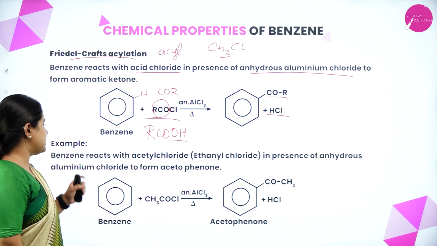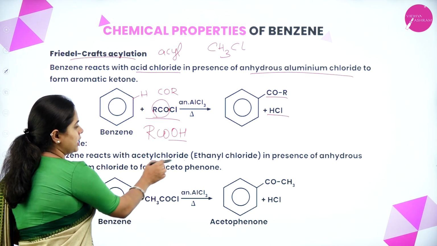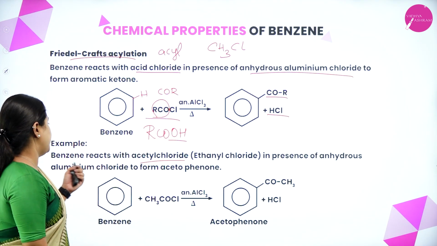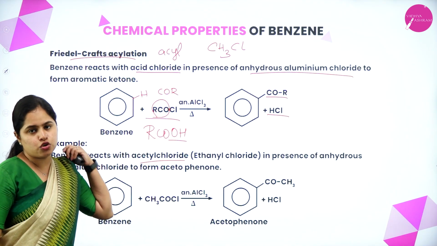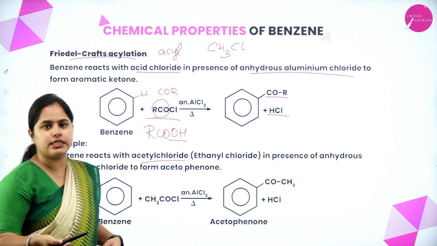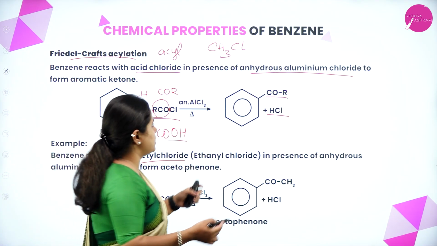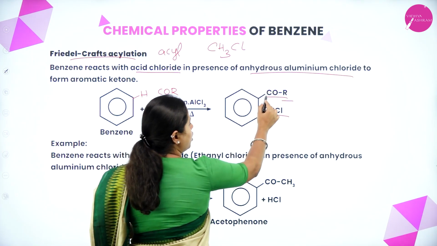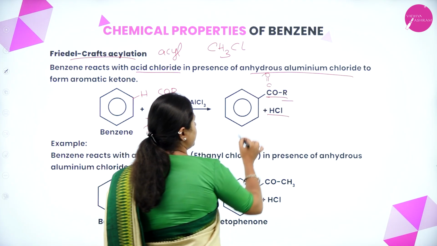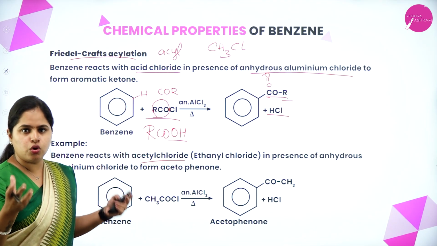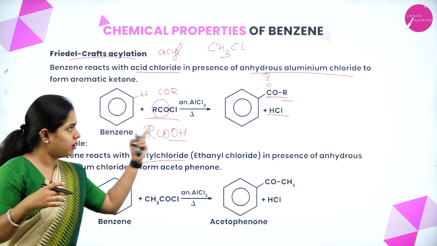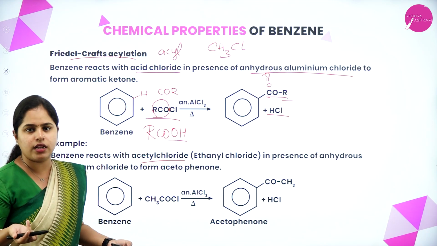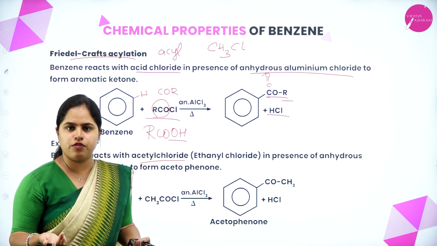Okay. So for example, benzene reacts with acetyl chloride in presence of anhydrous aluminium chloride to form acetophenone. What is the product you are getting here? It is a ketone, right? As you can see here, one alkyl group here, another benzyl group is here, and what is the CO? This is C double bond O, right? So on either side you are having an alkyl group or a benzyl group, and on the other side you have another alkyl group. So this is an example of a ketone.